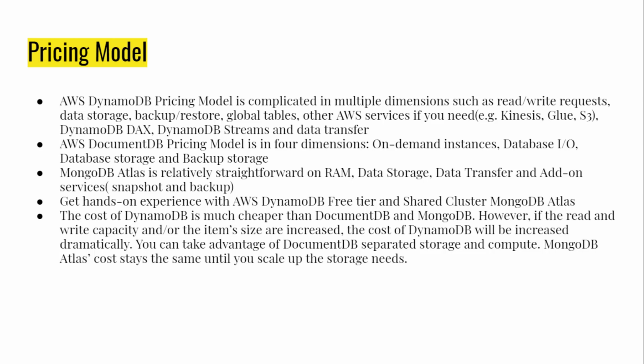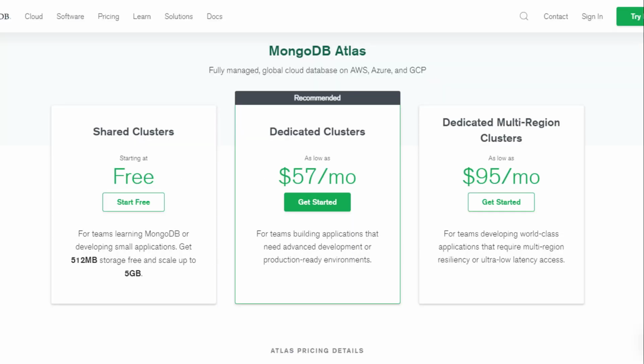MongoDB Atlas's pricing model is relatively straightforward on the RAM, data storage, data transfer, and add-on services. MongoDB Atlas shared clusters are free. You should check this offer to get MongoDB hands-on experience. Dedicated clusters start as low as $57 per month. Dedicated multi-region clusters start as low as $95 per month.